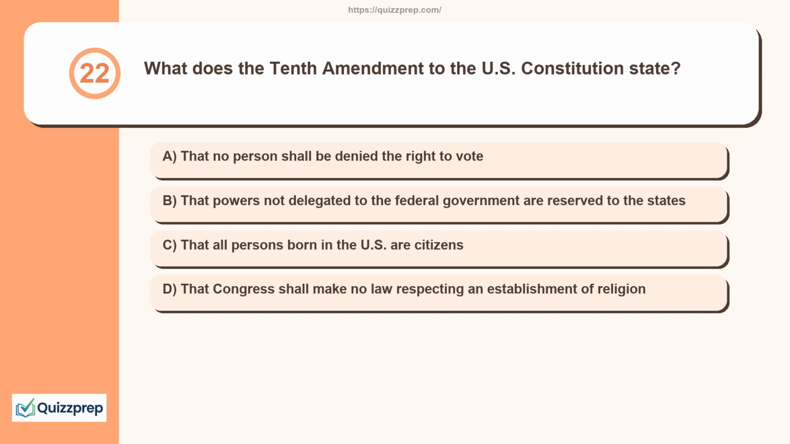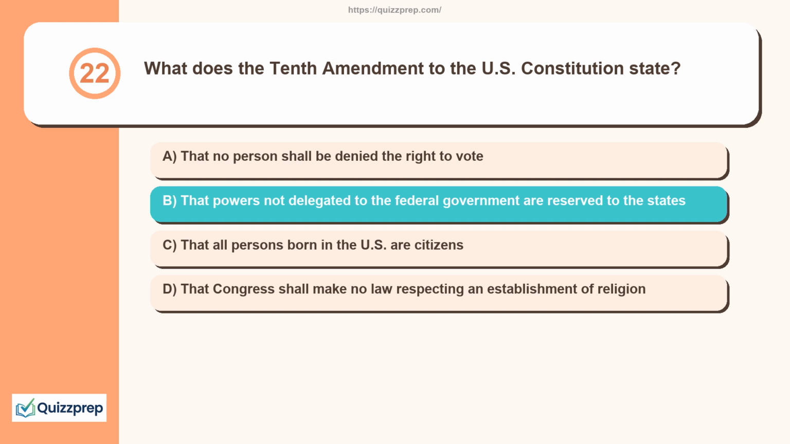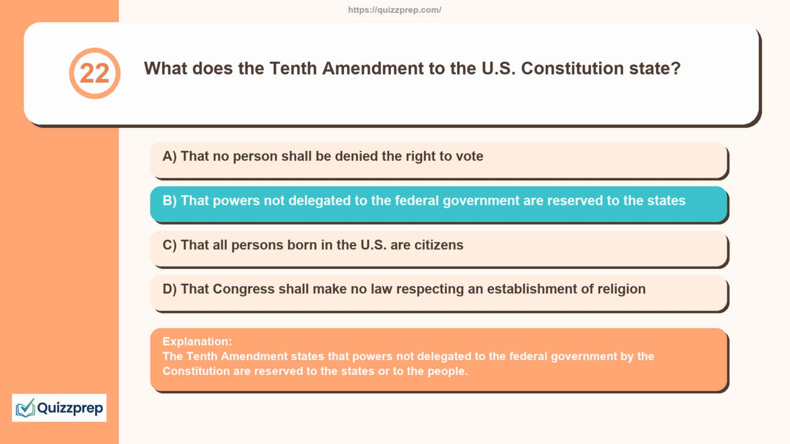Question 22. What does the 10th Amendment to the U.S. Constitution state? That no person shall be denied the right to vote. That powers not delegated to the federal government are reserved to the states. That all persons born in the U.S. are citizens. That Congress shall make no law respecting an establishment of religion. The 10th Amendment states that powers not delegated to the federal government by the Constitution are reserved to the states or to the people.